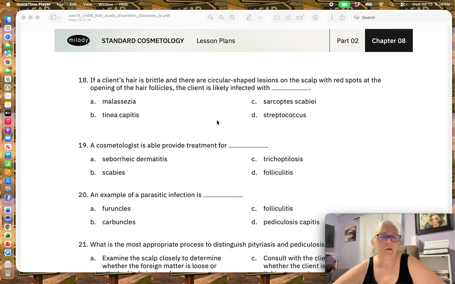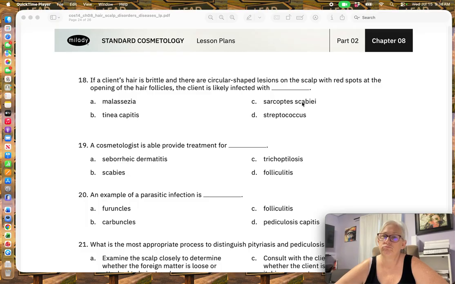Number 18. If a client's hair is brittle and there are circular shaped lesions on the scalp with red spots at the opening of the hair follicles, the client is likely infected with Malassezia, tinea capitis, Sarcoptes scabiei, or Streptococcus. Okay, let's eliminate a couple of these. Streptococcus has nothing to do with it.